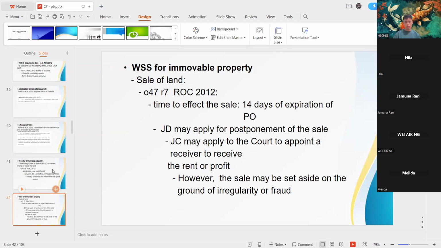Okay, the writ of seizure and sale for immovable property. When it comes to the sale of land, under Order 47 Rule 7, the time to effect the sale is 14 days after the expiration of the prohibitory order. Now you have a full judgment already. When the prohibitory order comes in and the 14 days have passed, then you can sell by the court relief. It's by a different person, basically.